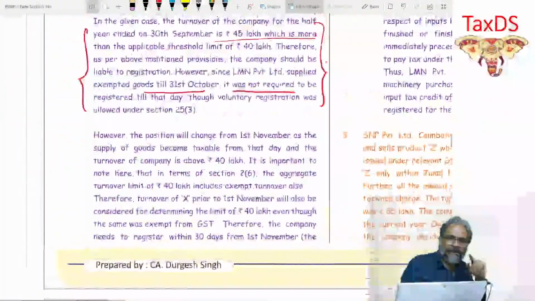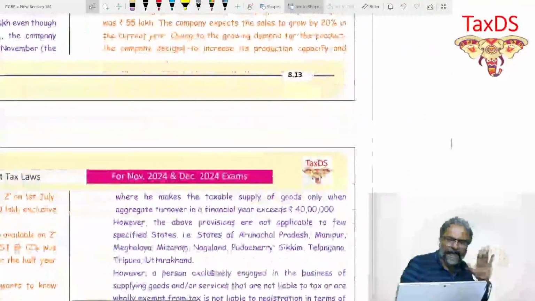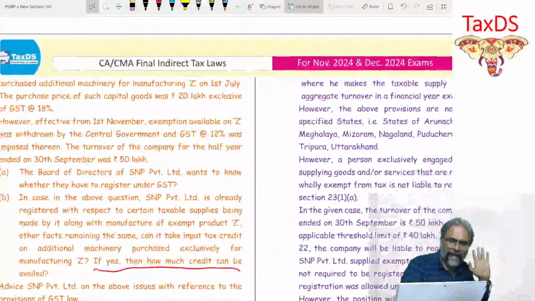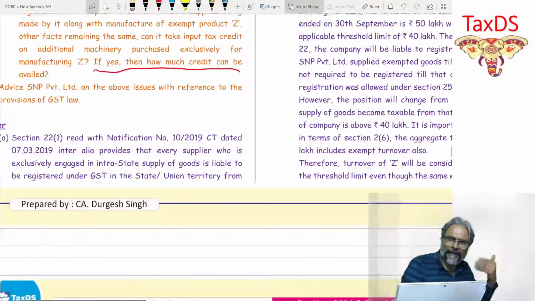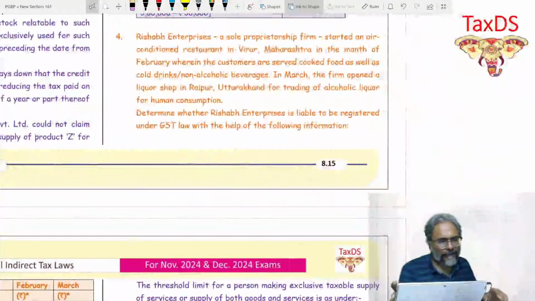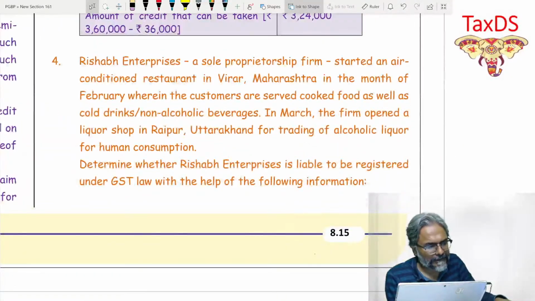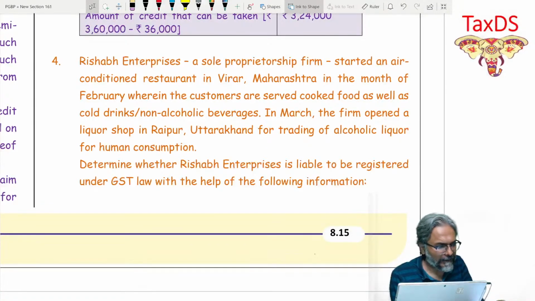Students, question number 3 is the same as question number 2. Everything is the same. If you see, the entire provision in 2 and 3 is the same. For 3, it got printed mistakenly, but the questions are the same. Let's come to question number 4 now, students. Question number 4 is a good one in this context.